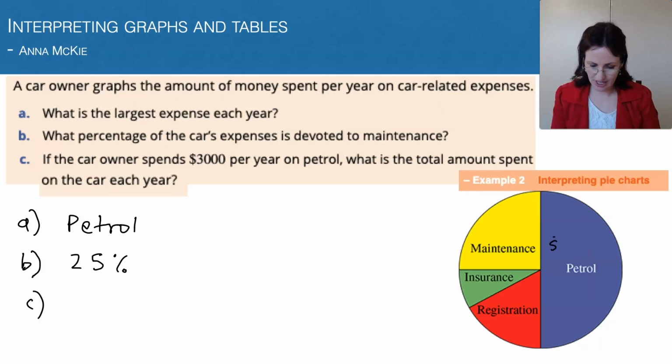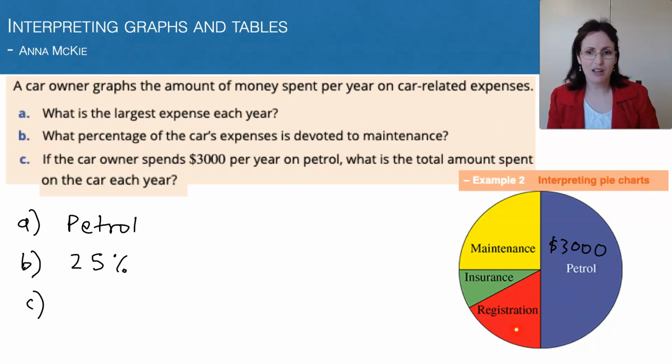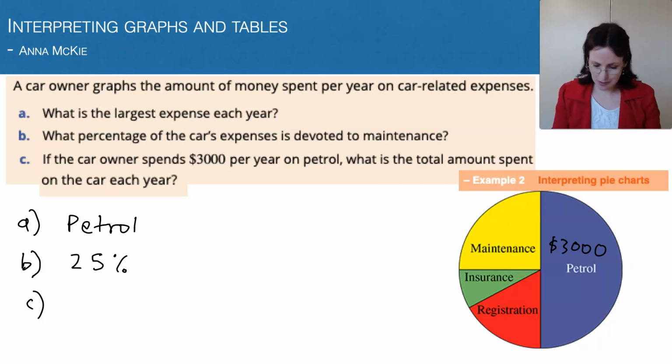And part C, if the car owner spends $3,000 per year on petrol, what is the total amount spent on the car each year? So if that portion of the graph is 3,000, what would this portion be to make up the total amount? I'm sure you can already anticipate that. But how would you write that out? Basically, as maths teachers, we want to see what's going on in your brain. We want to see how you think.